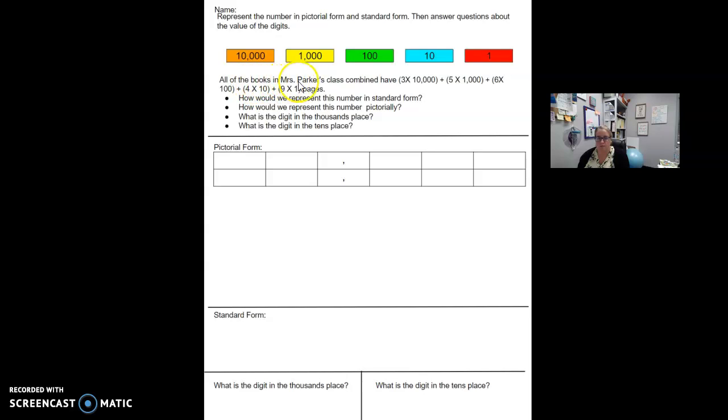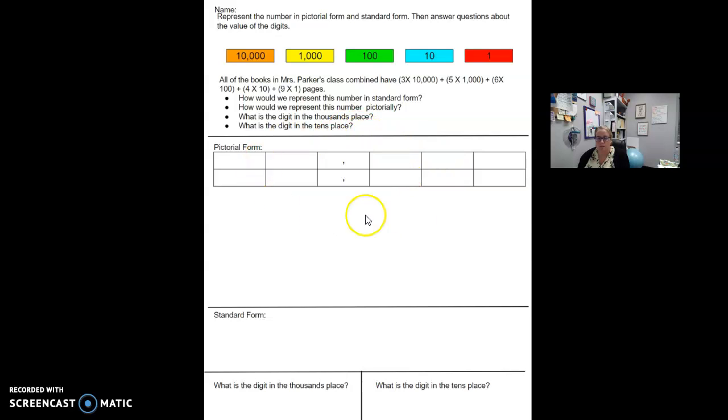All of the books in Mrs. Parker's class combined have 3 times 10,000 plus 5 times 1,000 plus 6 times 100 plus 4 times 10 plus 9 times 1 pages. How would we represent this number in standard form? How would we represent this number pictorially? What is the digit in the thousands place? What is the digit in the tens place?